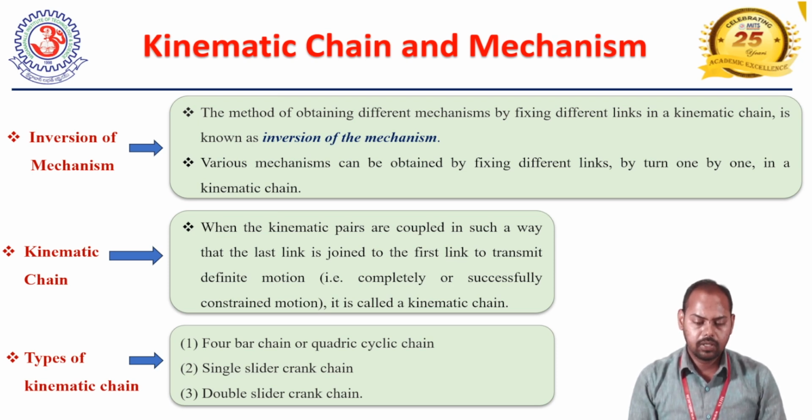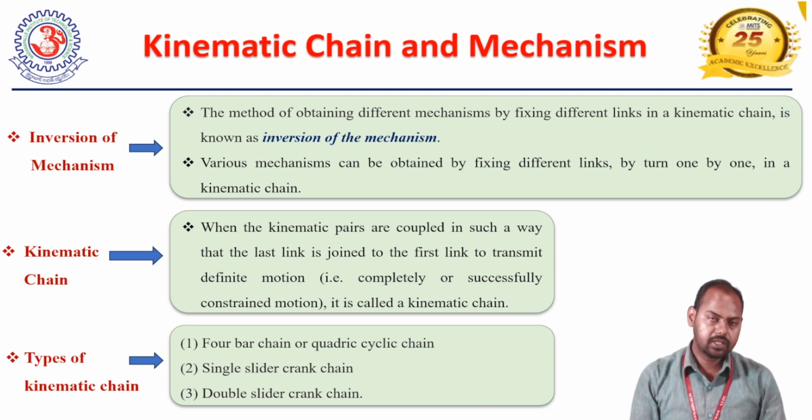So in a kinematic chain, we can find different types of mechanisms. Now the question is, what is a kinematic chain? When kinematic pairs are coupled in such a way that the last link is joined to the first link to transmit definite motions. What are definite motions? That means completely or successfully constrained motions. It is called a kinematic chain.